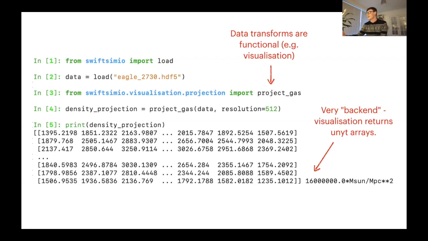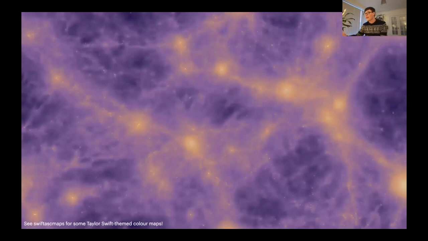I think it's just us trying to show that we did things slightly differently. And then the picture that comes out of that is this one, which is the 1989 Taylor Swift color map. So there's another one of these later on in the presentation.